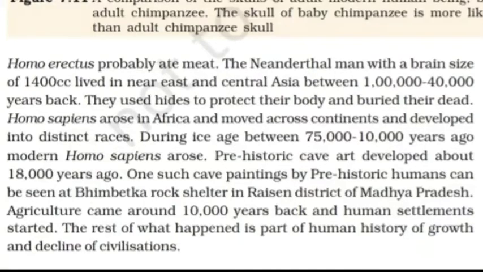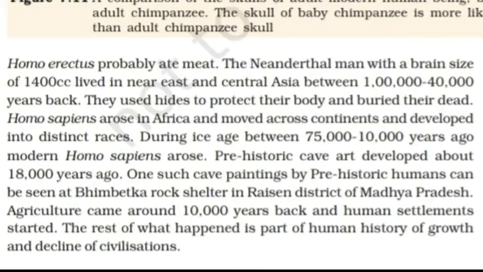The Neanderthal man, with a brain size of 1400 cc, lived in the Near East and Central Asia between 1 lakh to 40,000 years back. They used hide to protect their body and buried their dead. Homo sapiens arose in Africa and moved across continents and developed into distinct races.